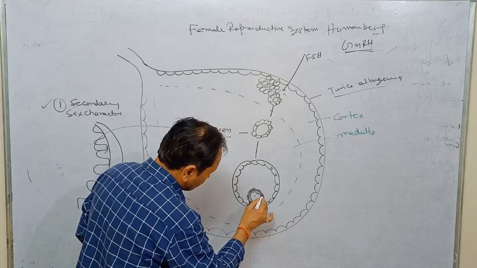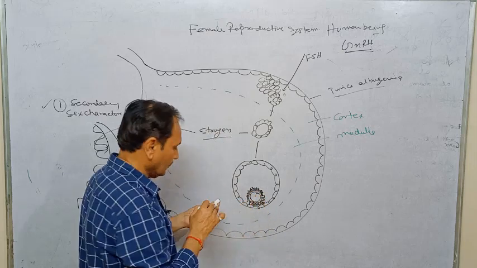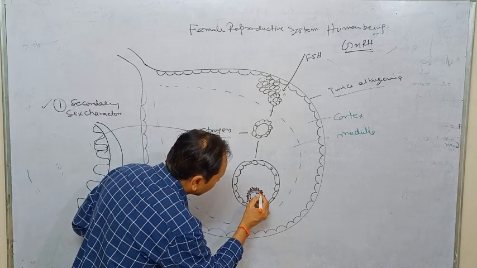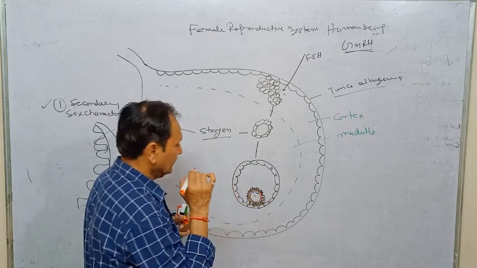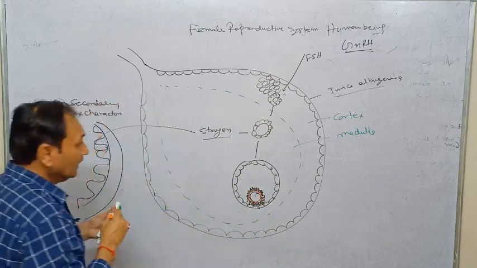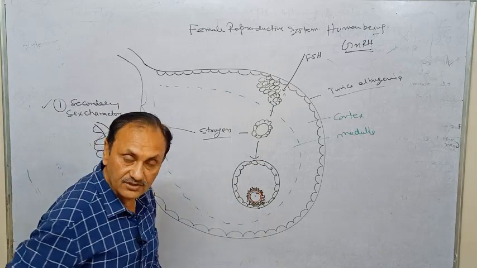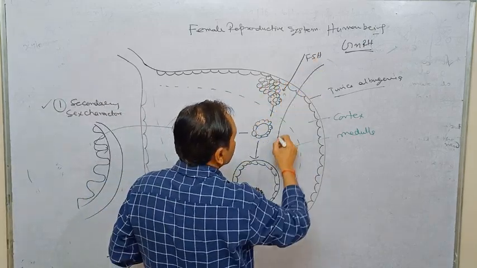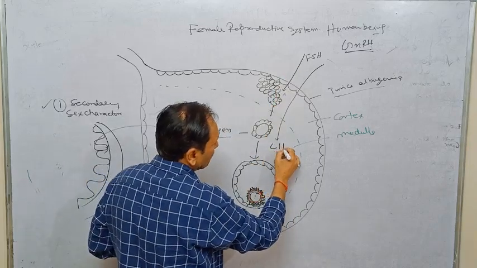We will discuss what will be the structure of this particular structure, and a layer is also formed here. At the meantime, whenever this will be in this condition, pituitary also releases, in addition to FSH, that is called LH.